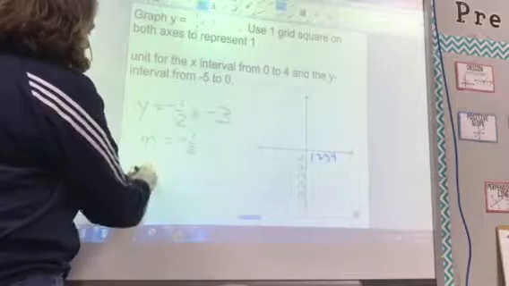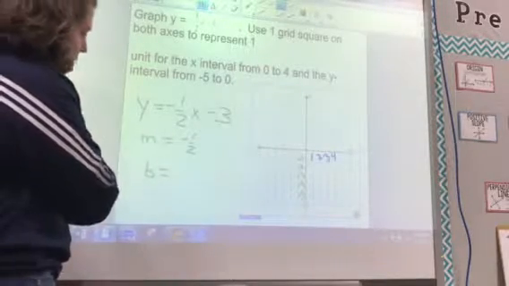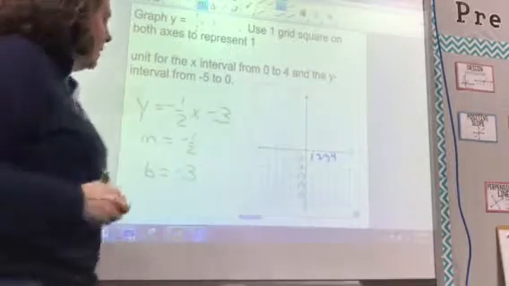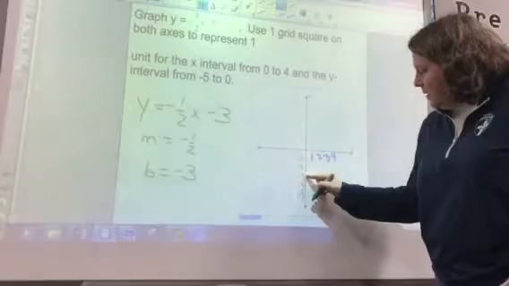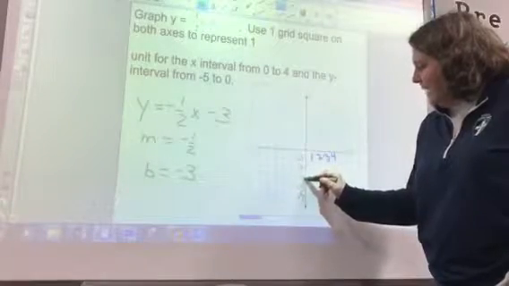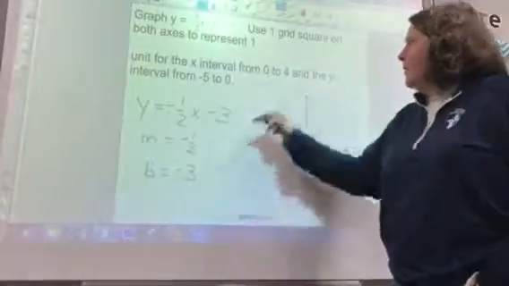-1/2. Then I have to identify my y-intercept. What is your y-intercept? -3. So I start by graphing my y-intercept. On my y-axis, I put a dot on -3. My slope is -1/2.